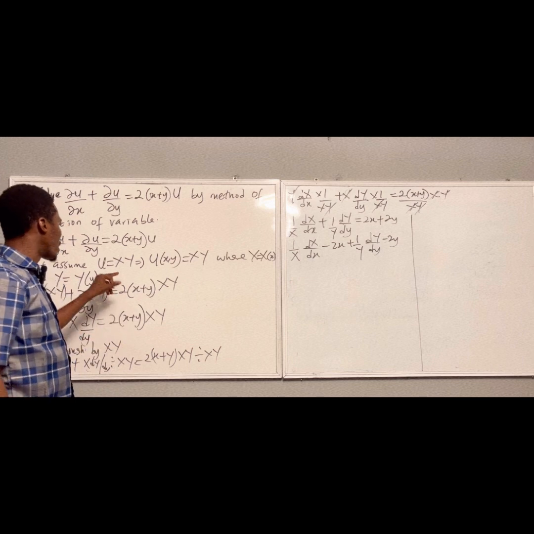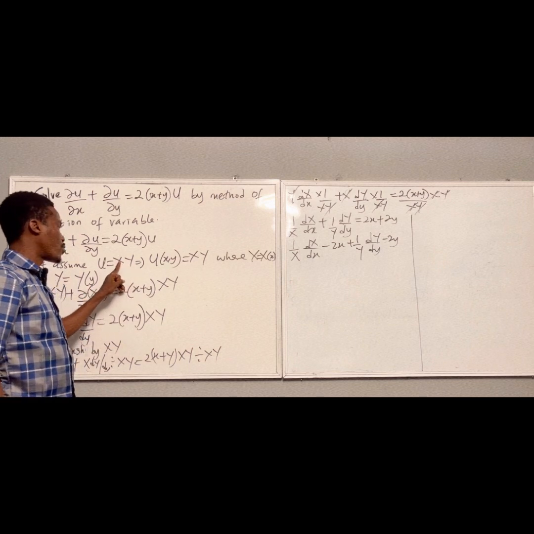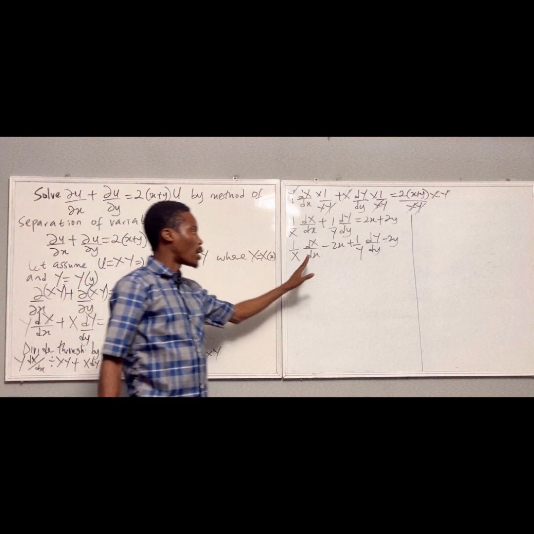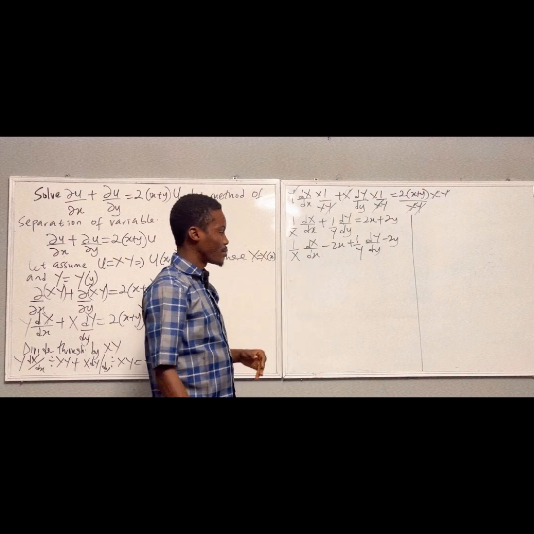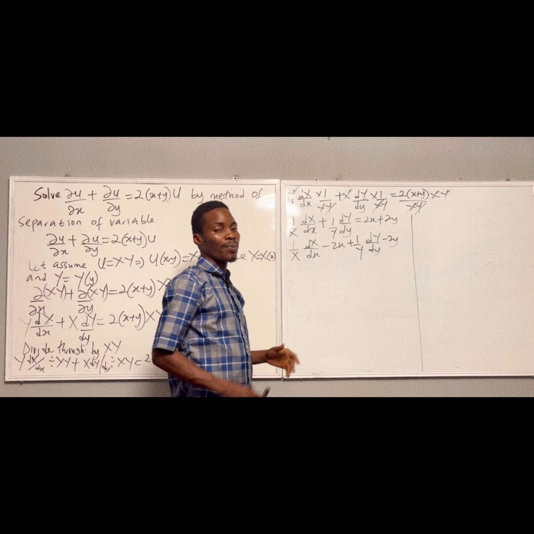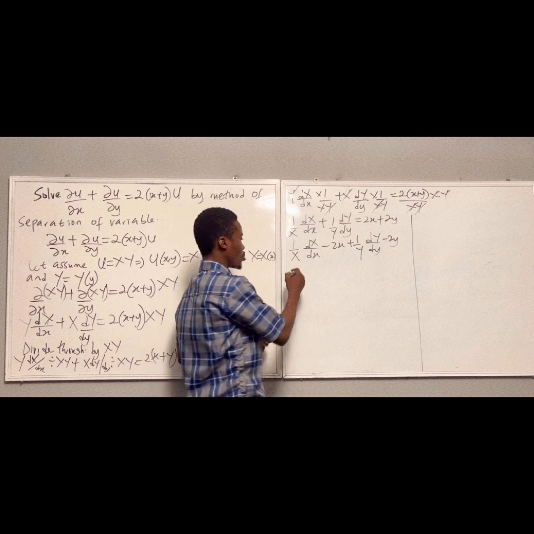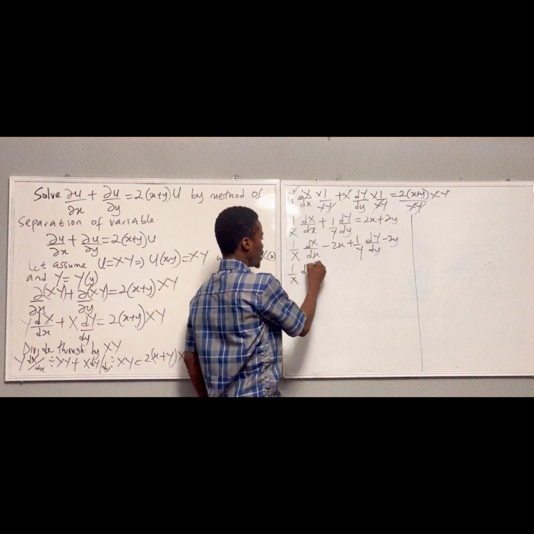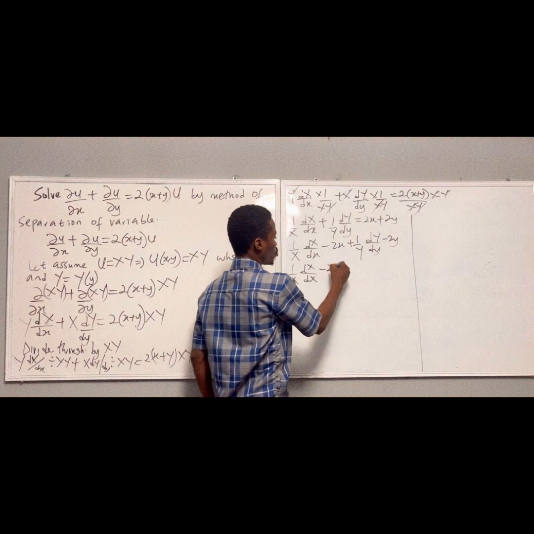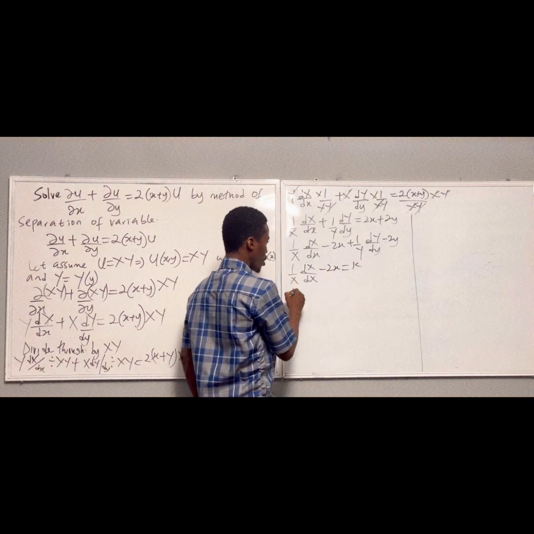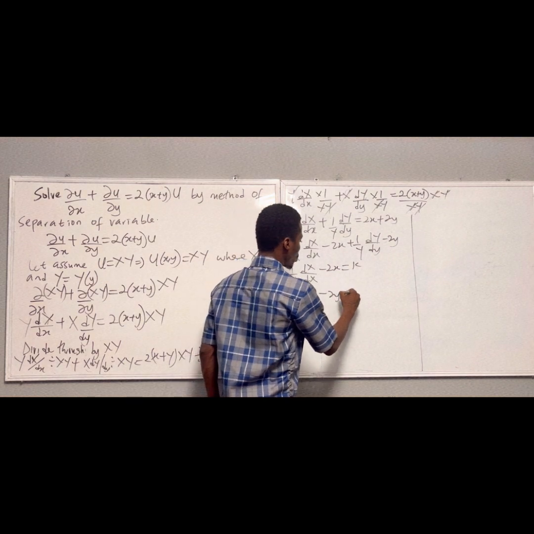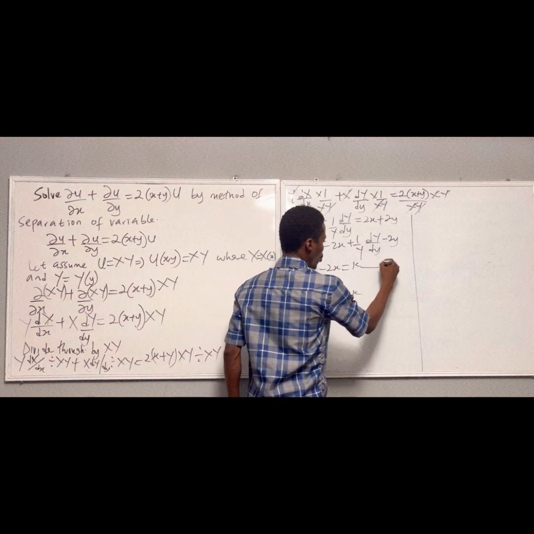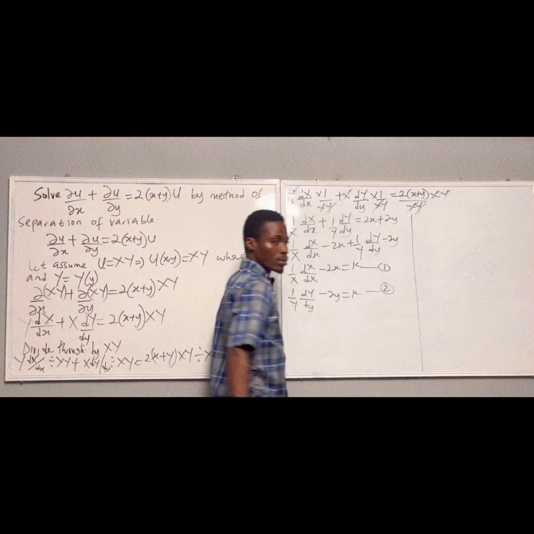My aim is to get the value for x and y. So it means I'm going to equate x as a particular constant k, and I'm going to equate y as a particular constant k as well. So I'm going to have 1 over x dx all over dx minus 2x is equal to k, then 1 over y dy all over dy minus 2y is equal to k. I can call this one equation 1 and this one equation 2.